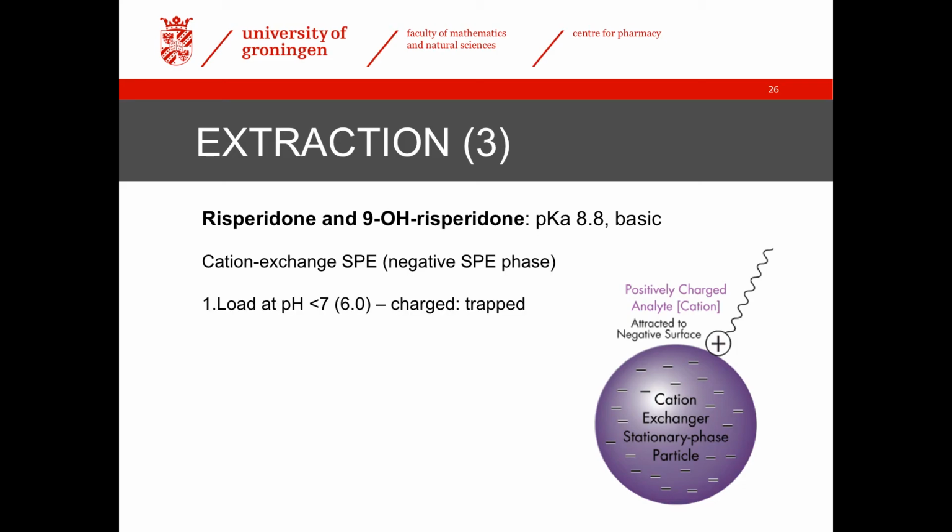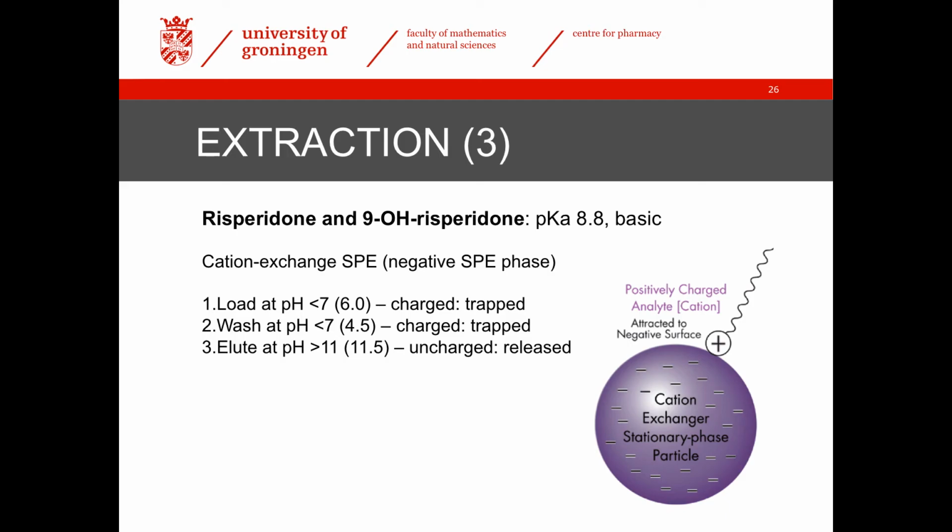So, the extraction steps are: adjust the plasma pH to below 7, in this case we used 6, to trap the analytes. Wash the cartridge at low pH, in this case 4.5, to remove matrix compounds. And then elute the analytes at a pH of above 11. At this pH they are neutralized and will be released from the SPE phase. Both analytes had a high recovery of around 95%.